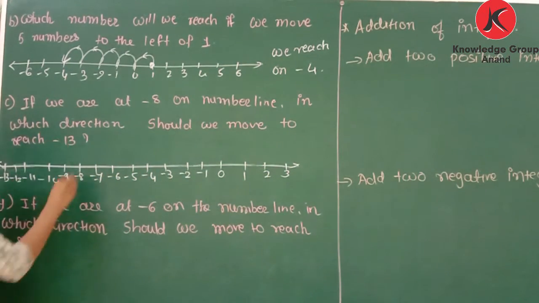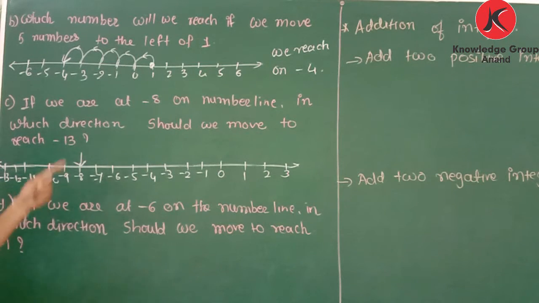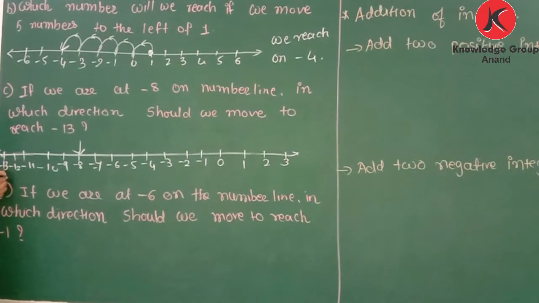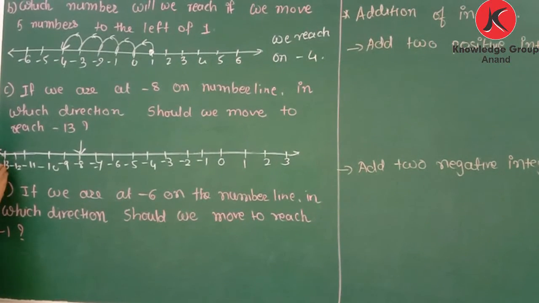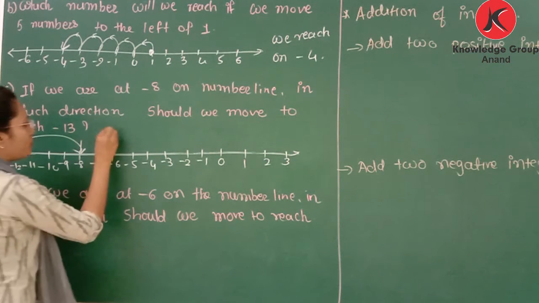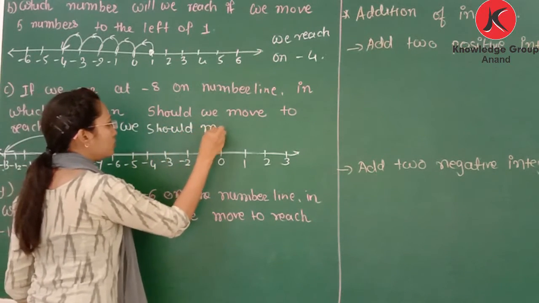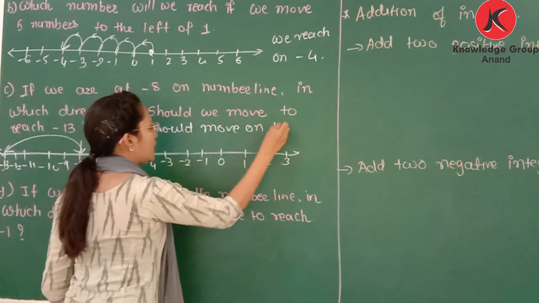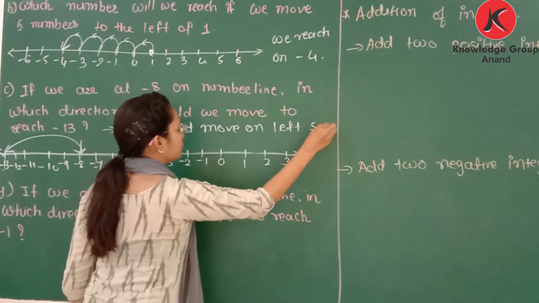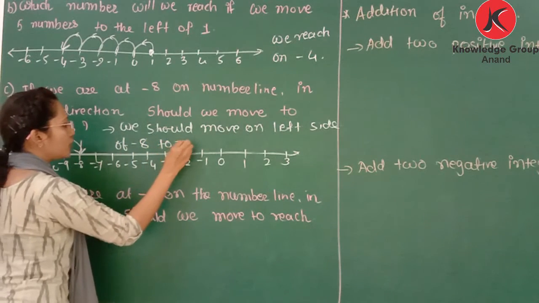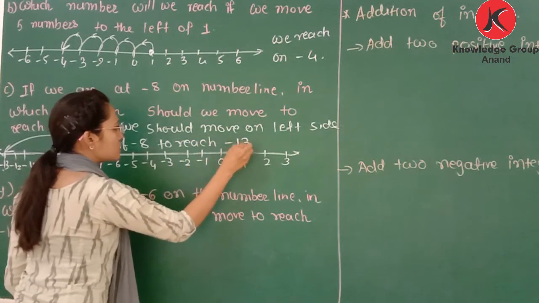If we are at minus 8, on the number line, in which direction do we move to reach minus 30? If we want to reach here, which is the direction of minus 30? This direction is left. So we can write we should move on the left side of minus 8 to reach minus 30.